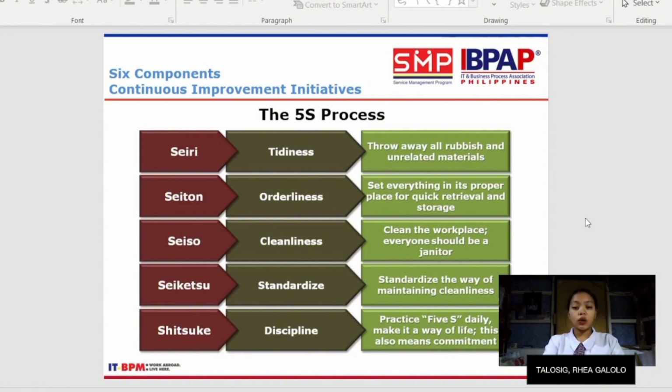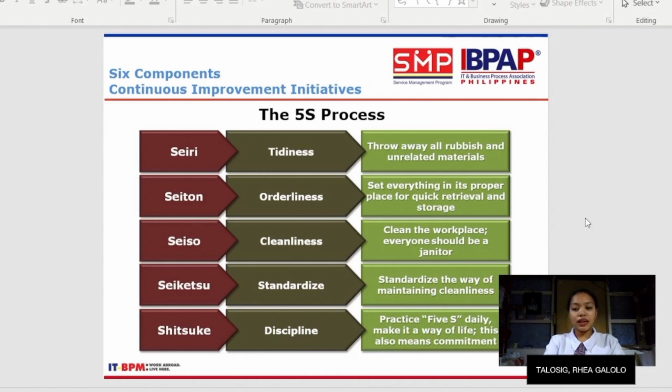Standardize means assigning regular tasks, creating schedules, and posting instructions so this activity becomes routine. People will probably need reminders at first. A small amount of time may need to be set aside daily for 5S tasks. But over time, tasks will become routine and the 5S organizing and cleaning will become a part of regular work. And the last one is Shitsuke, or discipline, or to sustain.